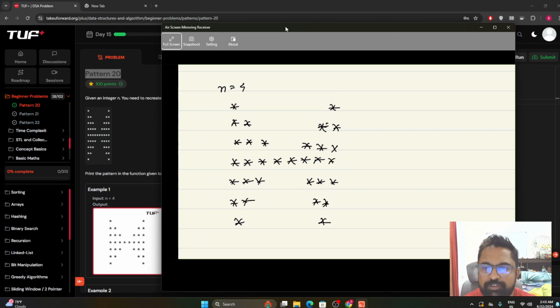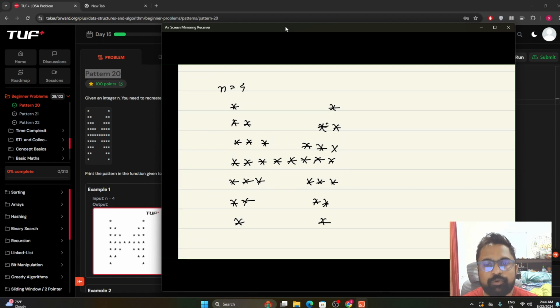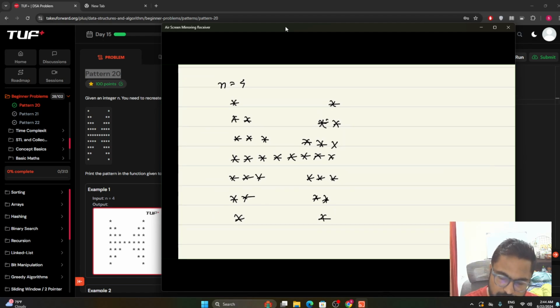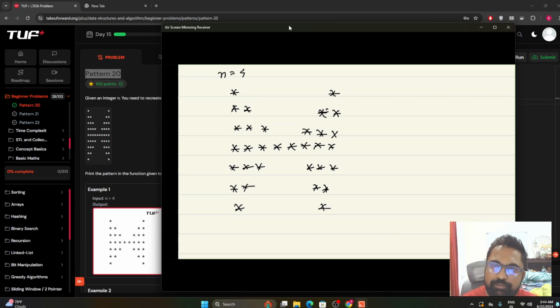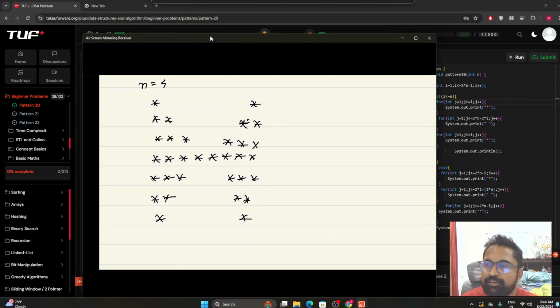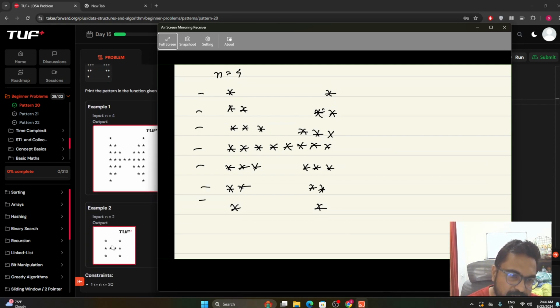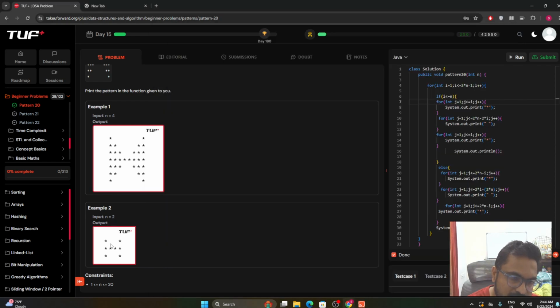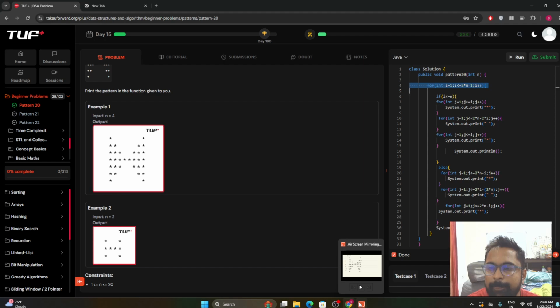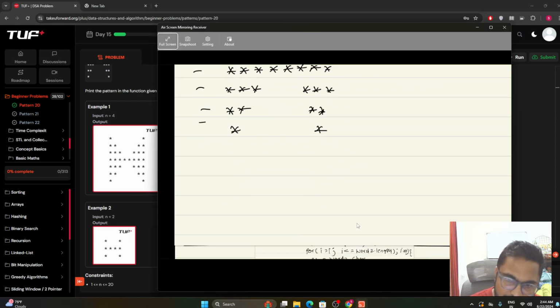Whenever we come across any pattern, the first thing we try to do is figure out the outer loop, that is, the row count. Here we can simply say it is 2 into n minus 1, because it is 7. In the second example also there are 3, and it is 2 into n minus 1. That is the first loop that we will write.